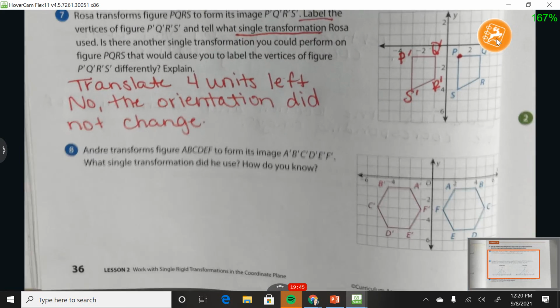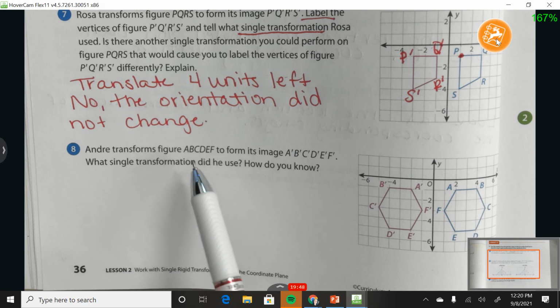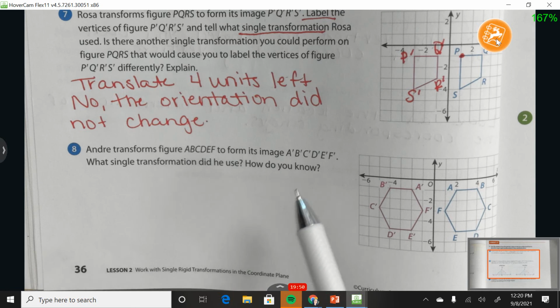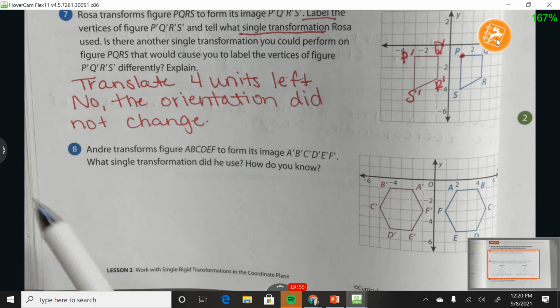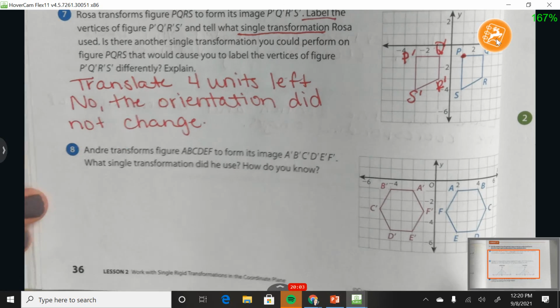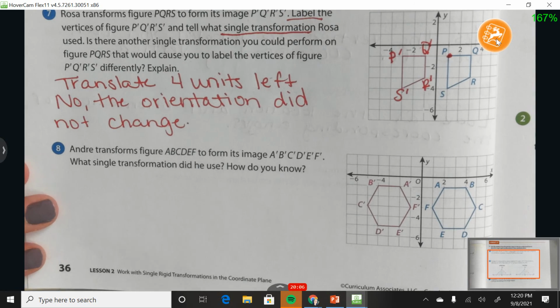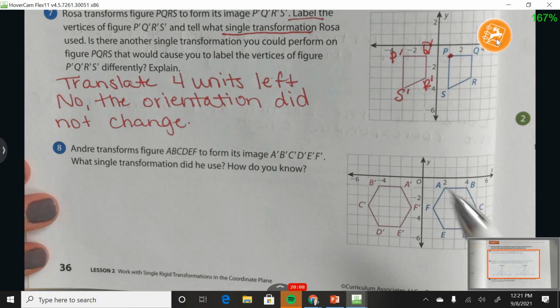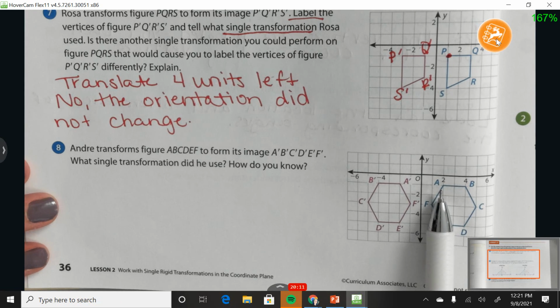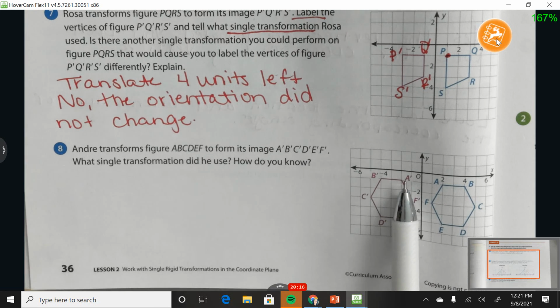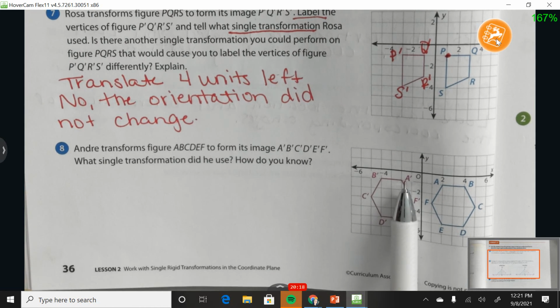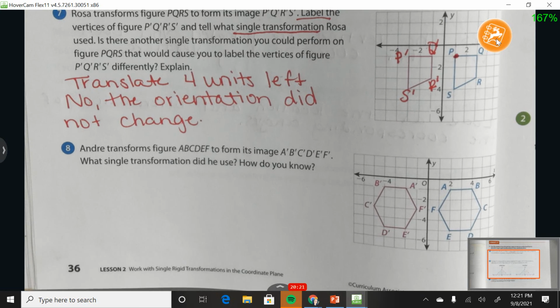Alright, last problem here. It says, Andre transforms A, B, C, D, E, F to form its image, A prime, B prime, C prime, D prime, E prime, F prime. What single transformation did he use, and how do you know? So how did he go from here to here? Is it a translation, though? A in this one is on the left. In this one, it's on the right. So the orientation changed, so it's not translation. Is that what you think it is?